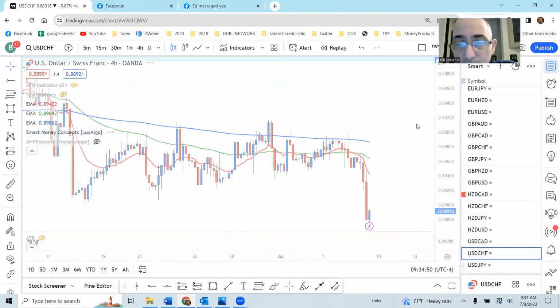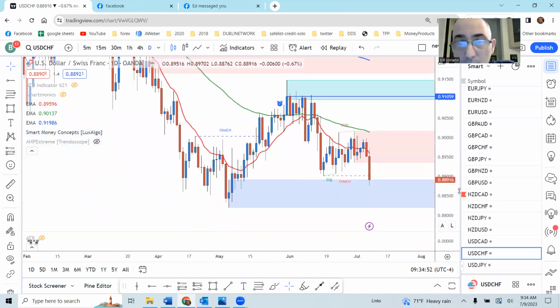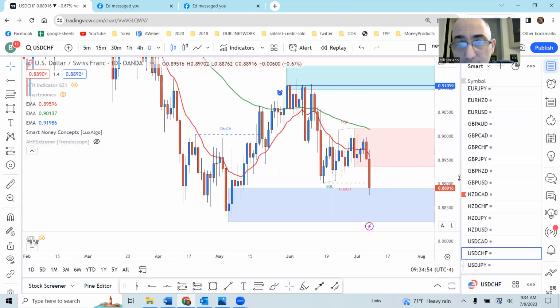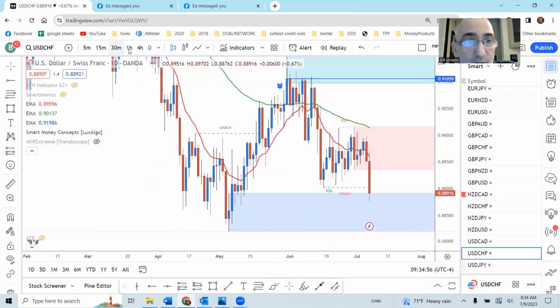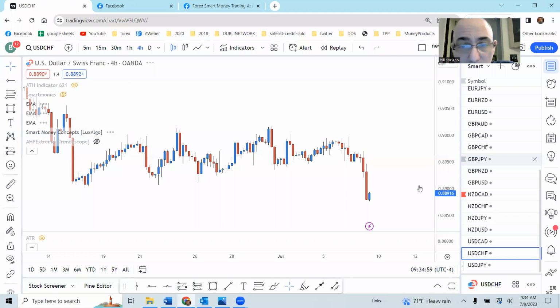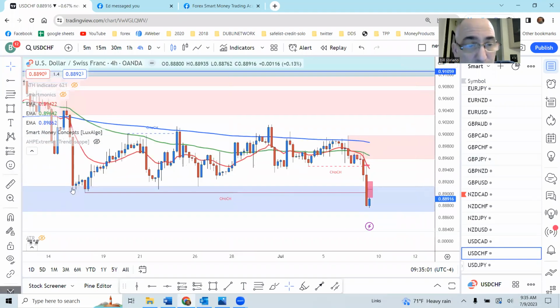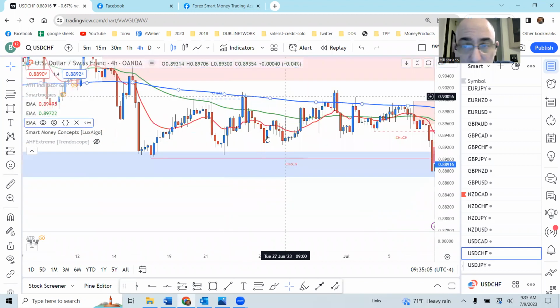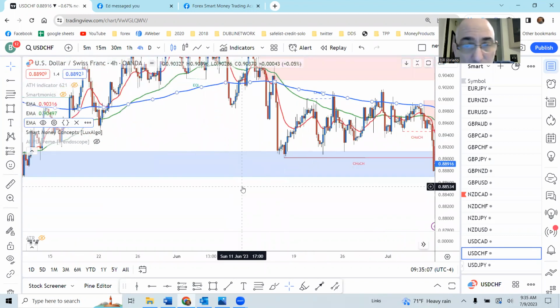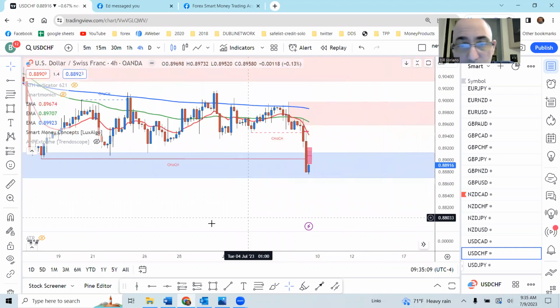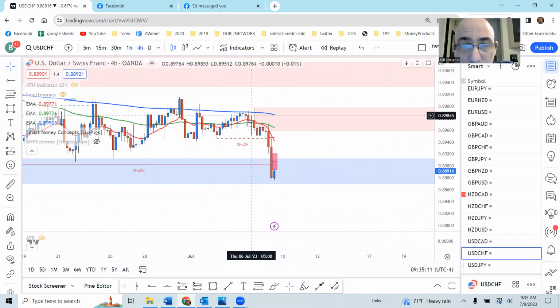USD CHF. Okay, USD CHF appears to be bearish order flow, bearish on the 4-hour. Of course, this area's already been hit down here. Oh, so we got bearish order flow. I'm sorry. So for bearish order flow, we're looking at this area right here. So there's an engulfing candle. We do have a little bit of imbalance up here, not much.